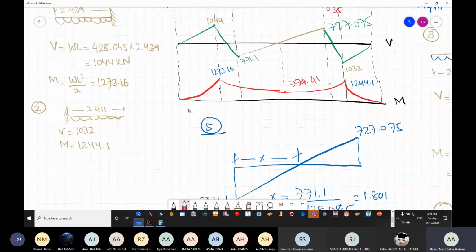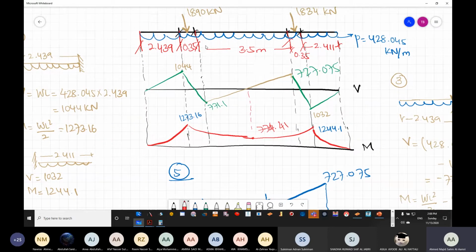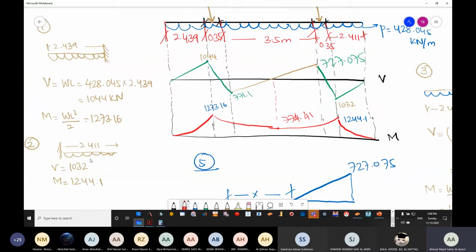And then for the second portion, I have taken this particular portion. I'm trying to finish from the edges first. So I took the left edge, and then I took the right edge. The right edge is having a distance of 2.411 till the face of the column. Once again, we have V using the same equation, WL, where W is the pressure only. It's direct substitution into the equation.